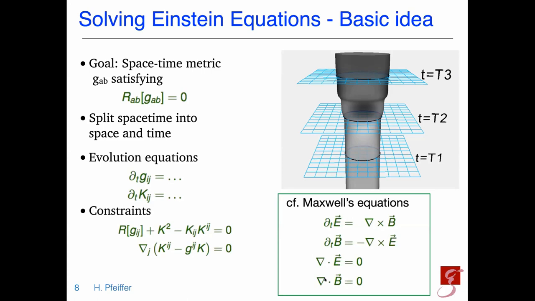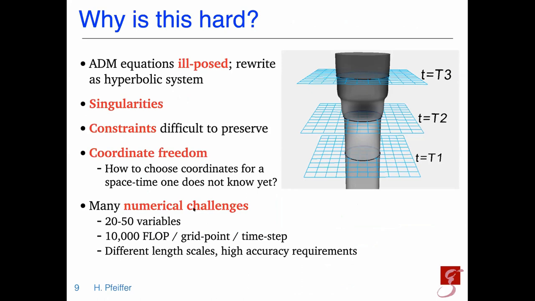So this slide makes everything look nice. Why is it difficult? Well, we've talked about this. The Einstein equations are ill-posed, and we've spent all of Monday rewriting them as hyperbolic systems. Constraints are difficult to preserve. We need to choose coordinates for a space-time we don't know yet. I didn't mention so far much the singularities inside the black holes, with singularities being something that computers don't like at all. If you run into a 0 by 0 or infinity by infinity, the computer will happily give you a NaN and stop working.